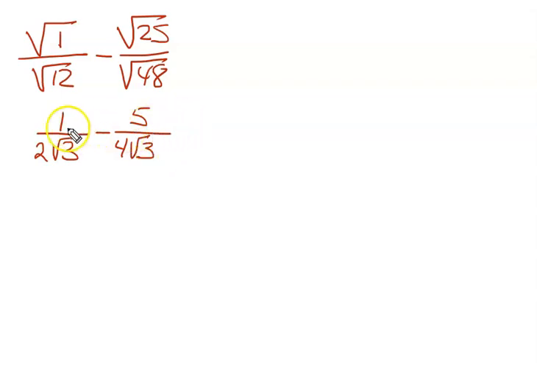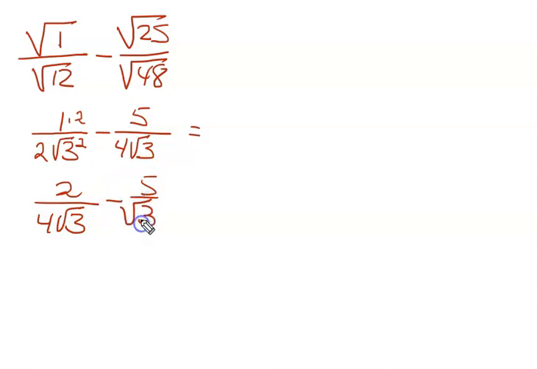Now, when we do our subtraction here, the book is showing one way. I'm going to show you another way too, I think maybe a little easier. These are not like denominators. To make this a like denominator, we have to multiply this by a 1 in the form of 2 over 2. So now our numerator here becomes 2, and our denominator becomes 4 square root of 3, minus 5 square root of 3.